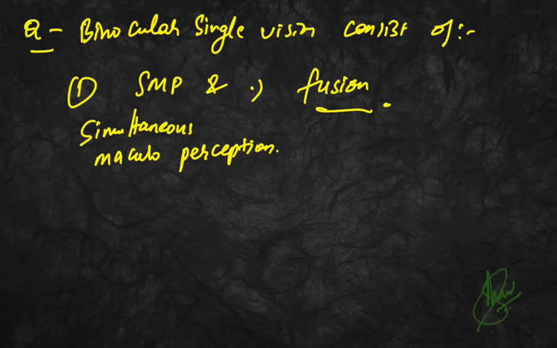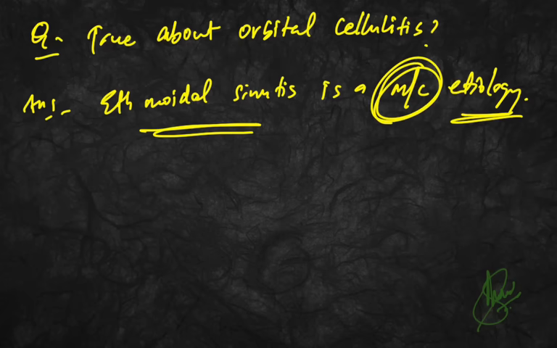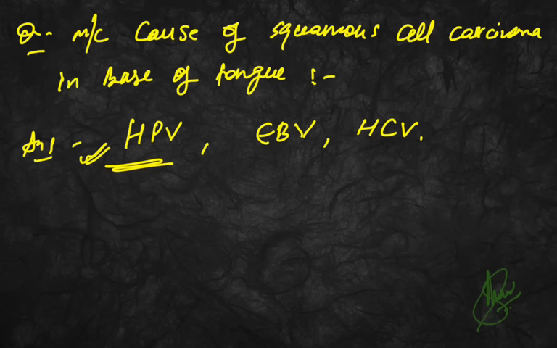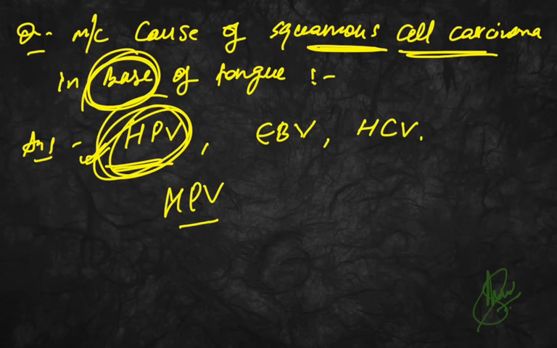Binocular vision consists of two things, SMP and fusion. SMP is simultaneous macular perception and fusion. This leads to binocular single vision. Now true about orbital cellulitis, that ethmoidal sinusitis is the most common etiology for orbital cellulitis. Most common cause of squamous cell carcinoma in the base of tongue, and they have mentioned mainly squamous cell carcinoma. So this is HPV, the correct answer, not EBV and CMV.